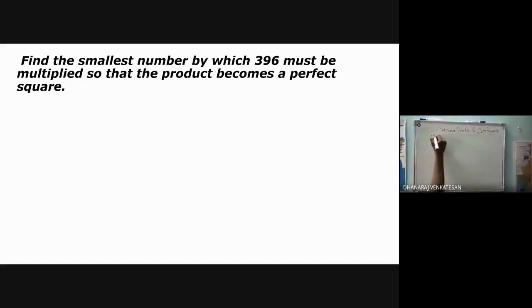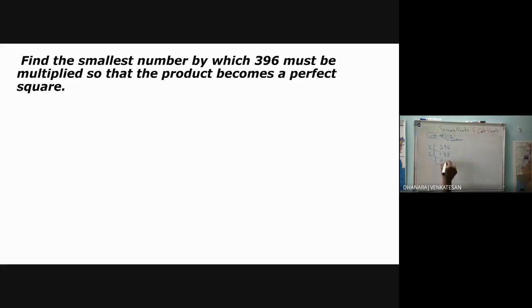I'll write it a little shorter: 396 into x is equal to y. You have to find this x. This is the problem solution. Now let us take 396 and factorize. 396 factorize with 2: 2 times 198. Again 2 table.